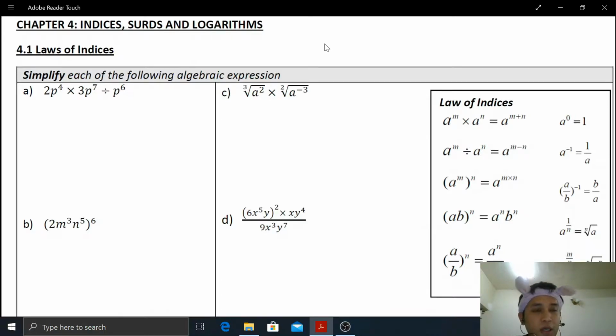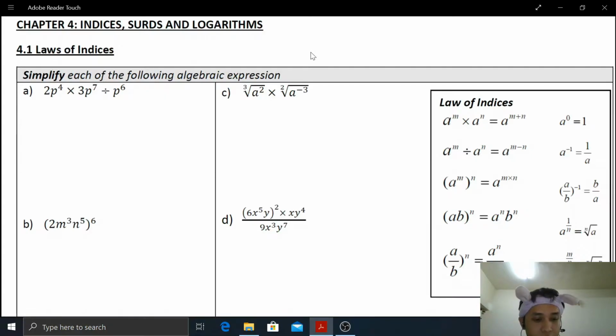Alright, chapter 4. This chapter will be about indices, surds, and logarithm. Indices is about index. You have learned this in your lower form. You will learn a little bit about indices. So without further ado, let's go into the first one, 4.1, the law of indices.